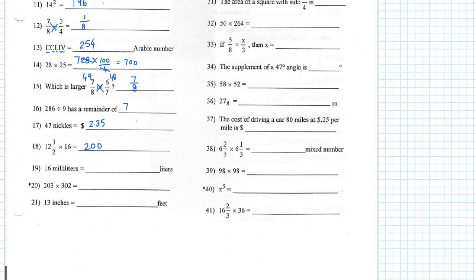16 milliliters is equal to how many liters? So that is 16 divided by 1000, so it's going to be 0.016.